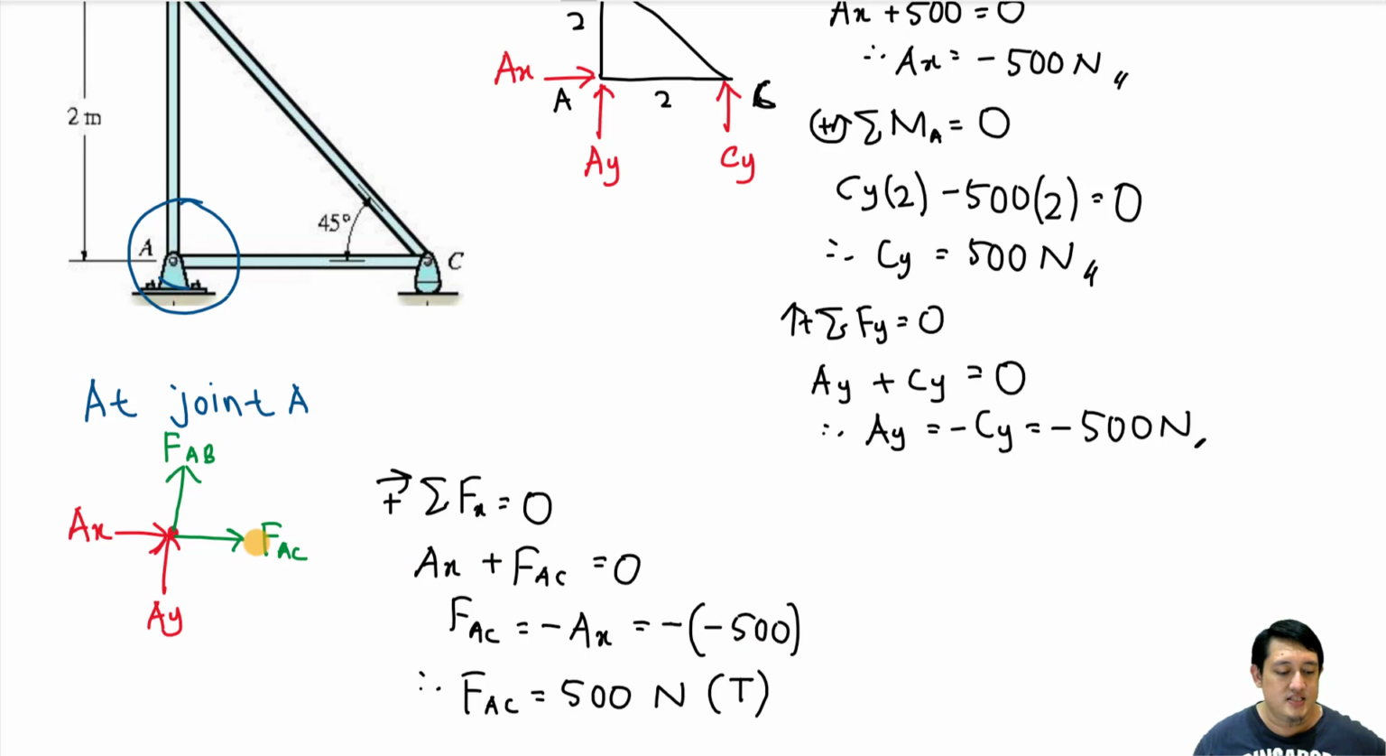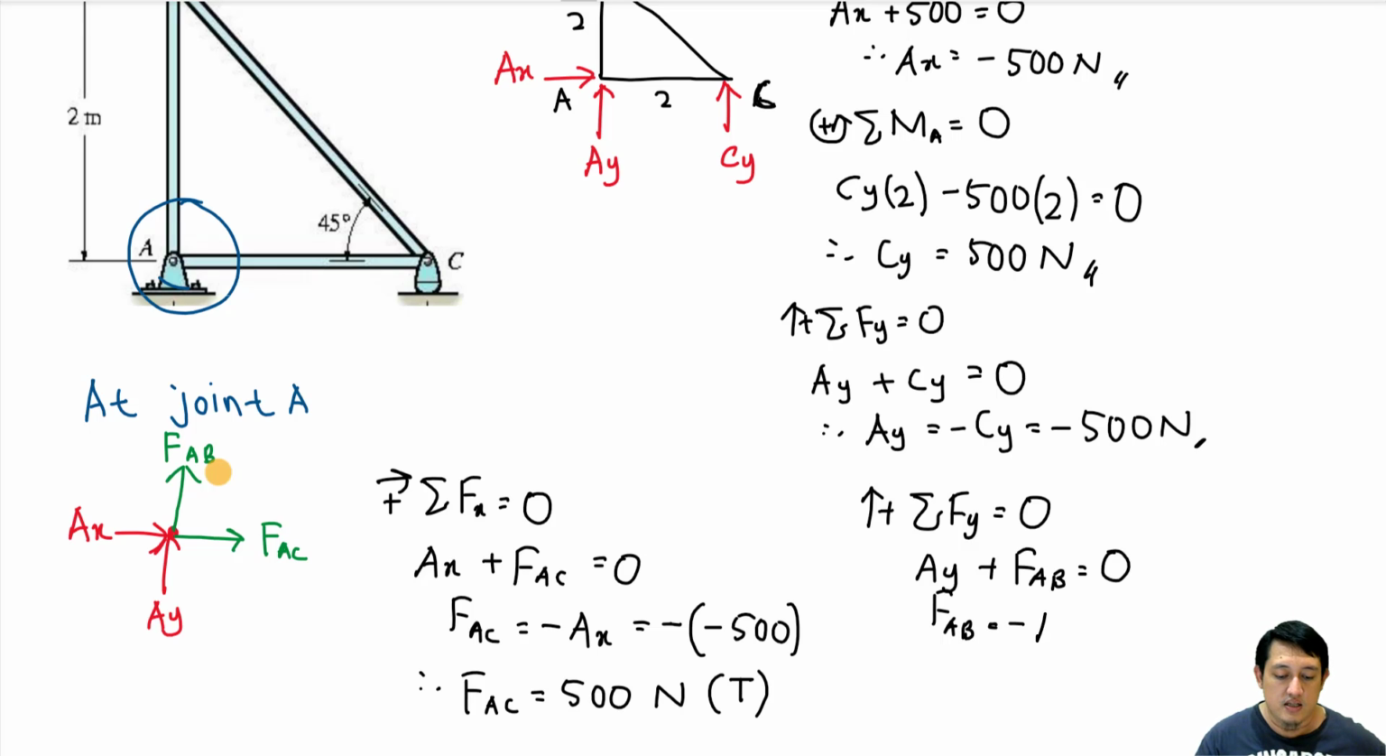Okay, so what about FAC? Sorry, FAB. Here we can use the total of force in Y direction. So FAB is equal to negative AY. AY is what? AY is negative 500 Newton. So as mentioned earlier, please make sure we use negative 500 when we insert the value. Maintain the negative. Therefore, FAB is equal to 500 Newton.